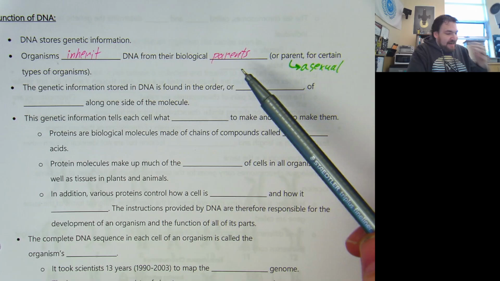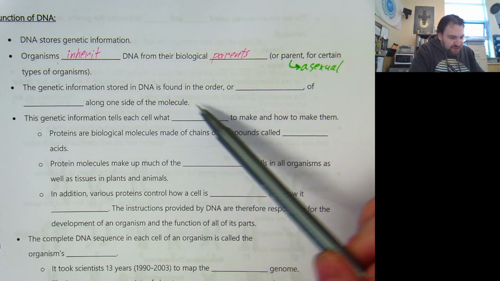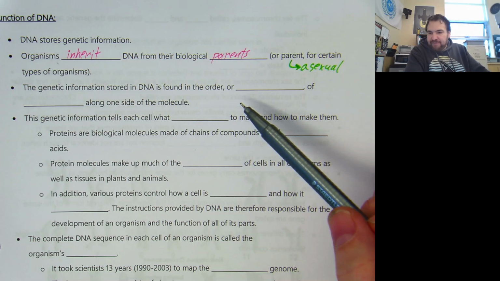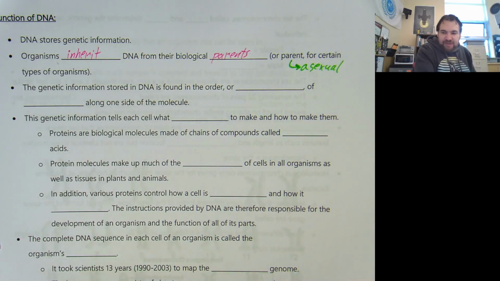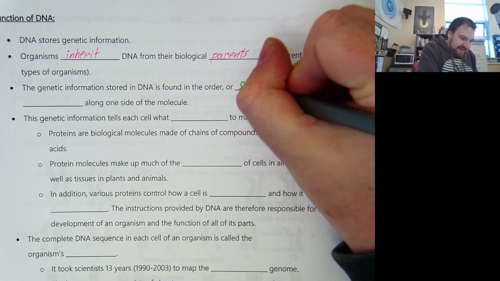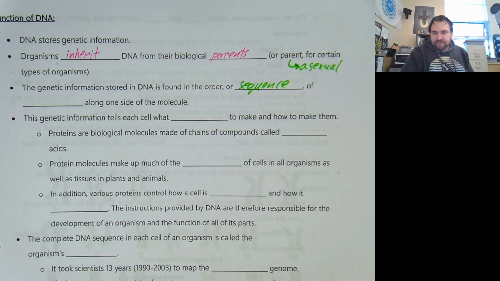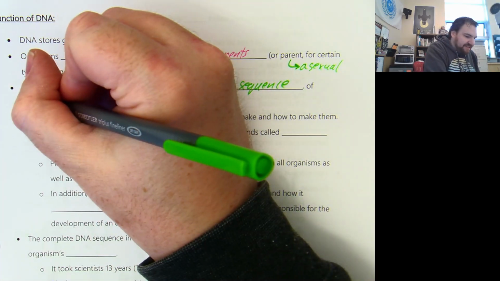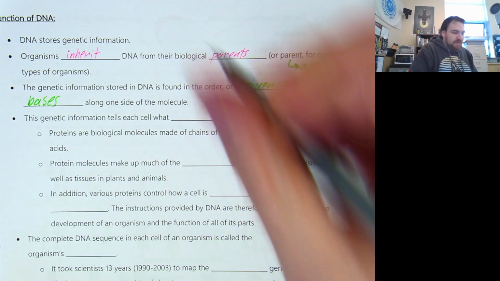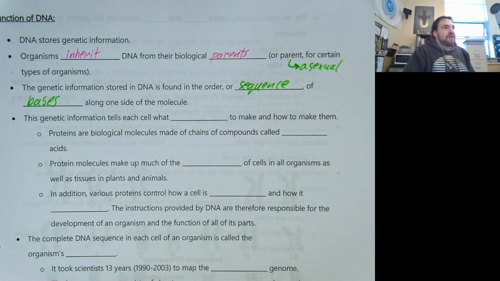So you inherit DNA from your biological parents. The genetic information stored in DNA is found in the order, or the sequence, we call it a DNA sequence, of bases along one side of the molecule. Because we know how the structure works, how the bases have to correspond to another base, you only need half a chain of DNA to know what the entire code is.